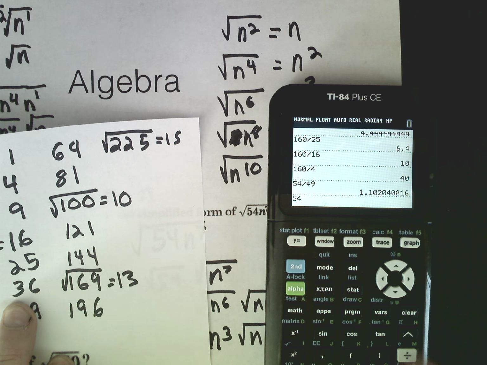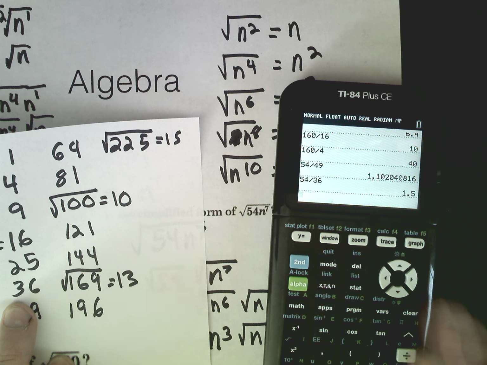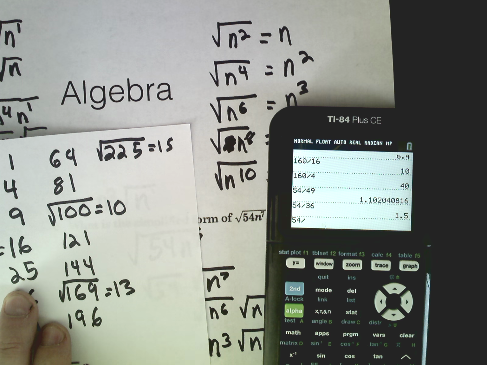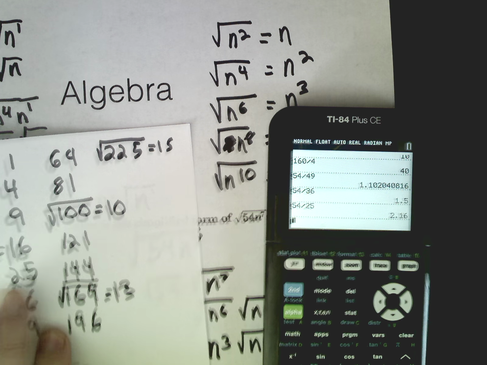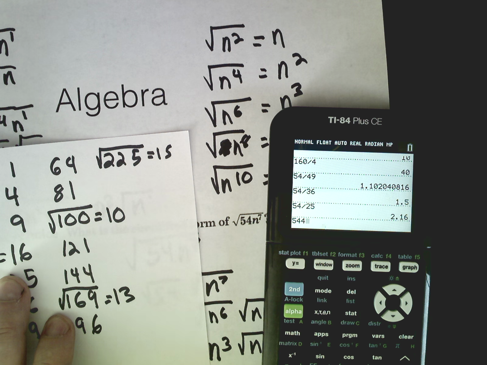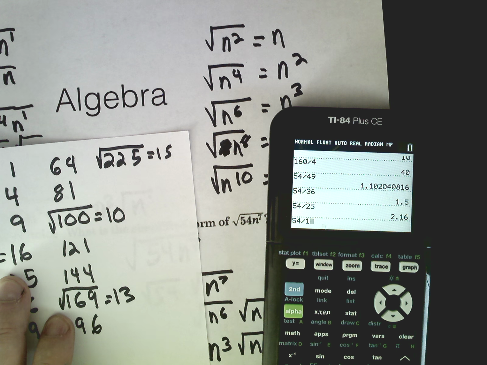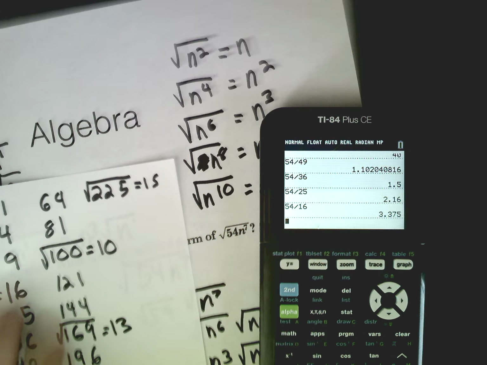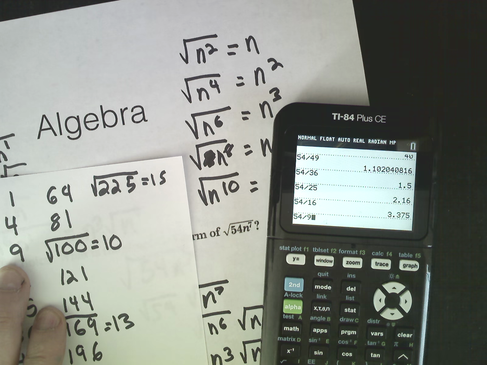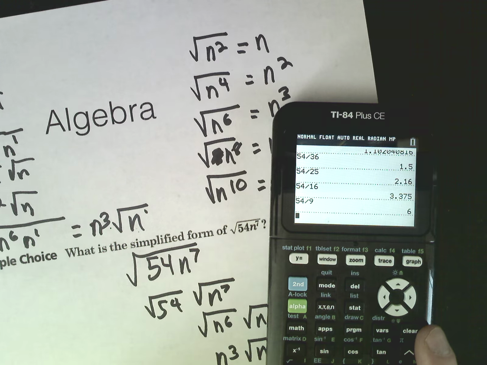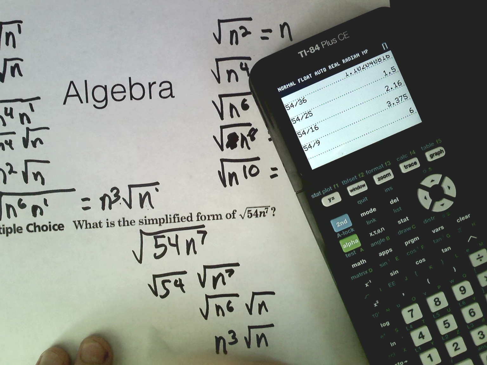54 divided by 36. I'm only going to stop when I get something that's not a decimal. 54 divided by 25. 54 divided by 16. 54 divided by 9. There he goes. 9 and 6. So this is really square root of 9 and square root of 6.